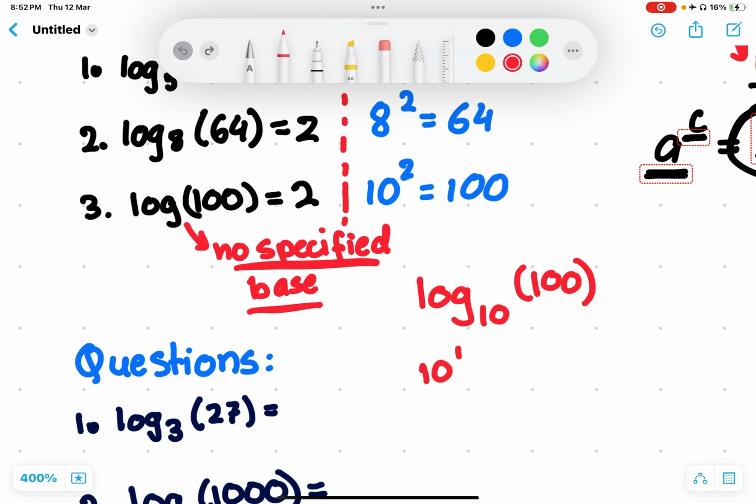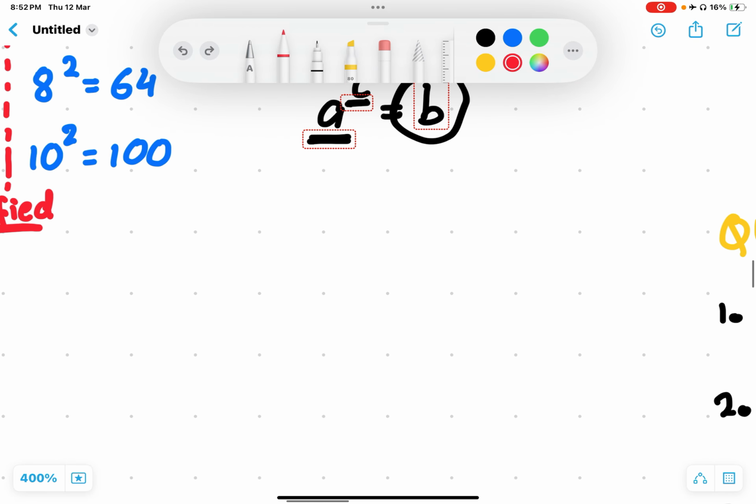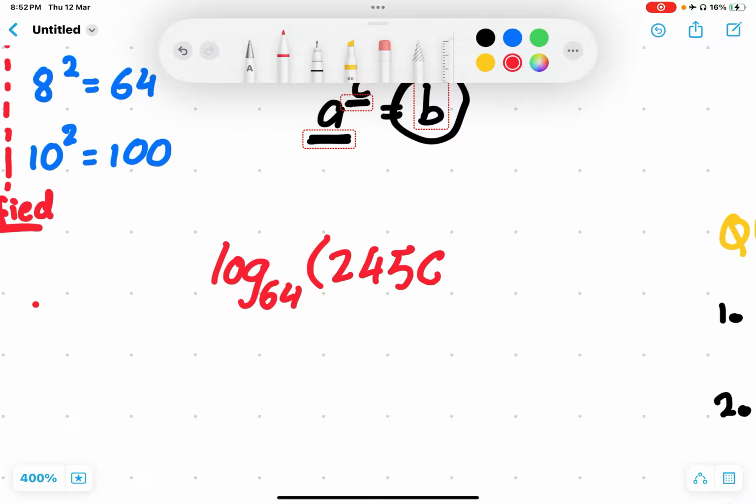Now, something I need you guys to remember is why are logs important, really? Why do we need to learn about them? So let's say you've got a big question like, let's say you've got log base 64 of a number like 2, 4, 5, 6, 7, 8. Okay, how would you do that? You have got no idea what power should I raise it to. Maybe this will give some number. You don't know, right? It's not that anybody would memorize this, right?